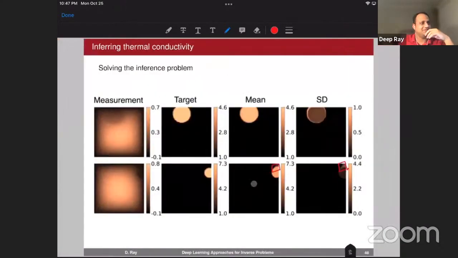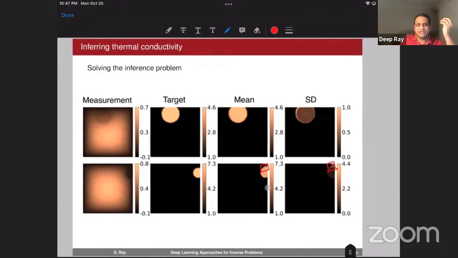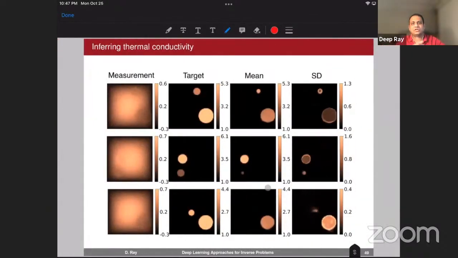Yeah. No worries. Okay, so here I trained a GAN on circular inclusion that seems to work well. Now we tried to test this out in a scenario where we actually had two circular inclusions. So the GAN has not been trained on this. So the target is these two circular inclusions. We find the temperature field, add noise, and then we try to recover the mean and standard deviation.